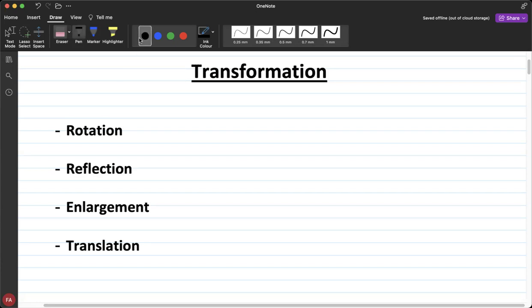So the first one that we have is something we can call rotation. Now, whenever I talk about rotation, you need to realize there are two important aspects to a rotation. The first has to be the direction. So when I say what kind of direction would it be, you can say that it could be either clockwise or perhaps anti-clockwise.